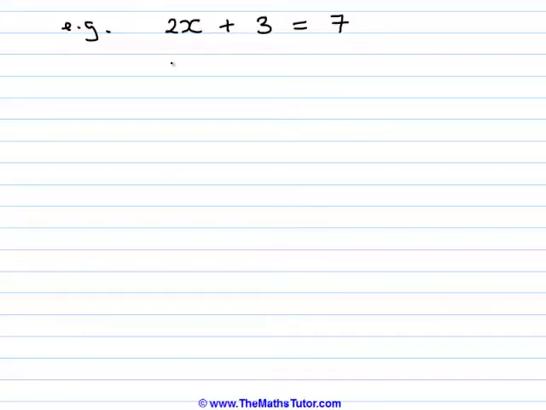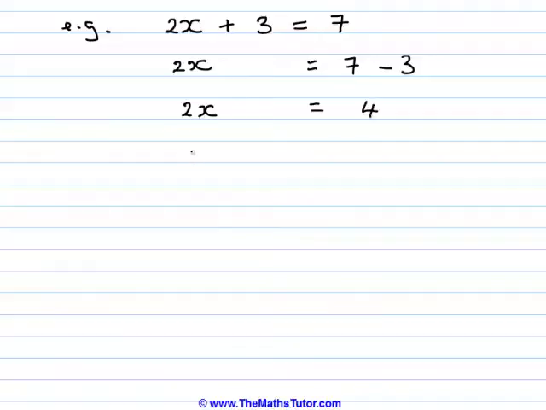We want to isolate the variable. In other words, we want to get x on its own on the left hand side. So we're going to move the 3 across to the right hand side and change its sign. So the equation becomes 2x equals 7 minus 3. When we move the 3 across to the right hand side, we change its sign. This keeps the balance in the equation so that both sides are equal. So 2x equals 7 minus 3, which is 4.